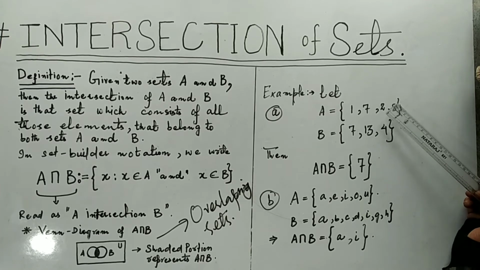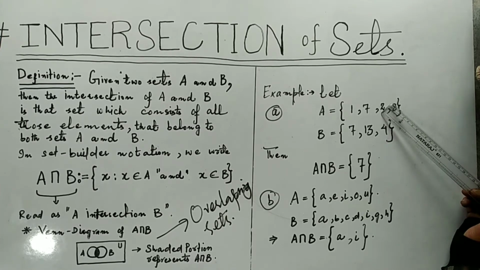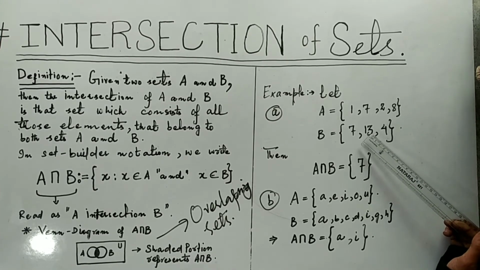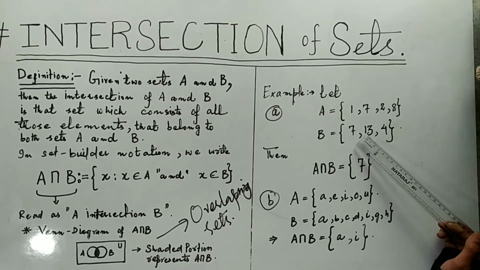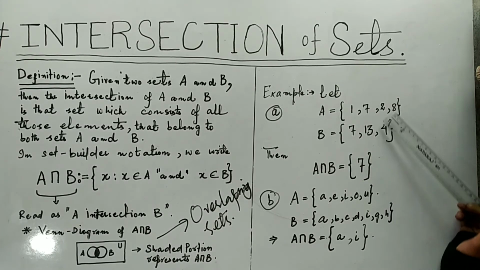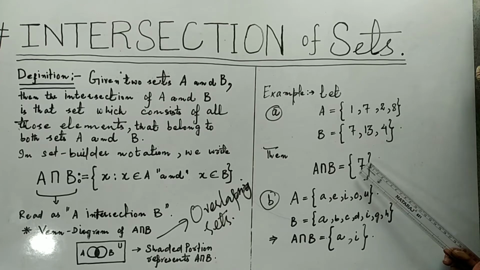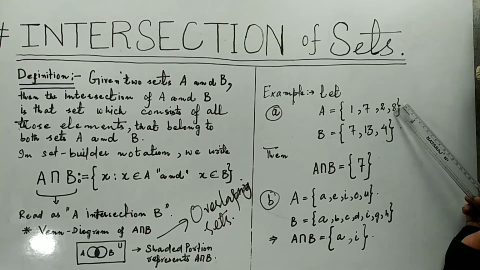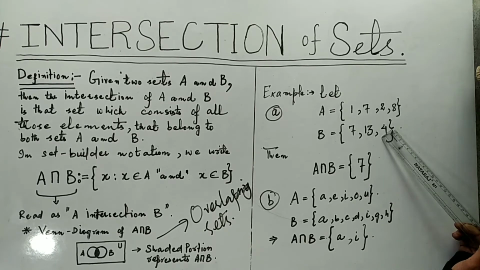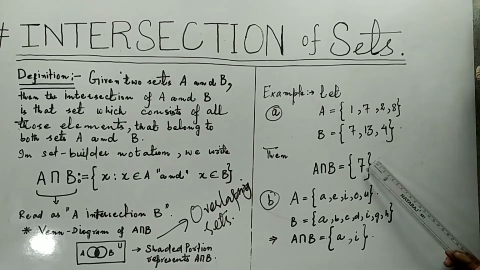Now similarly 2 is in this set A. Is this 2 also in the set B? Obviously not. Means that 2 will not belong to our A intersection B. Similarly 8, is 8 here anywhere? Nowhere. It is not present in the set B. So 8 will not be included in the set A intersection B.